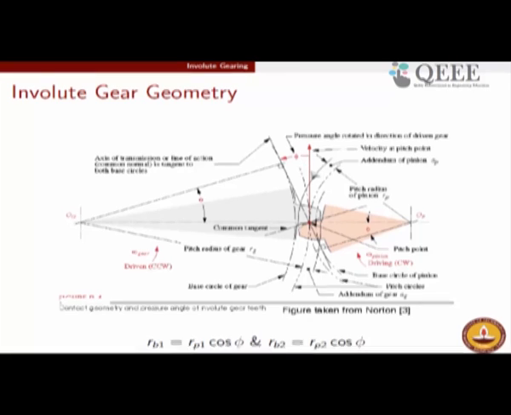And we have a very interesting relation between the base circle and the pitch circle. The base circle and pitch circle relation goes in the following fashion. It can be shown that the base circle is the pitch circle times cosine of the pressure angle. If you look carefully, or maybe I can draw this once again here.